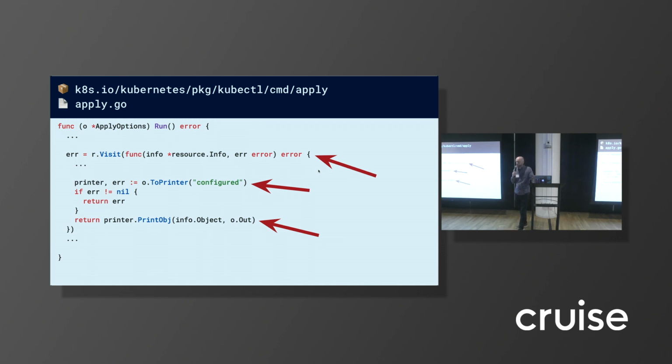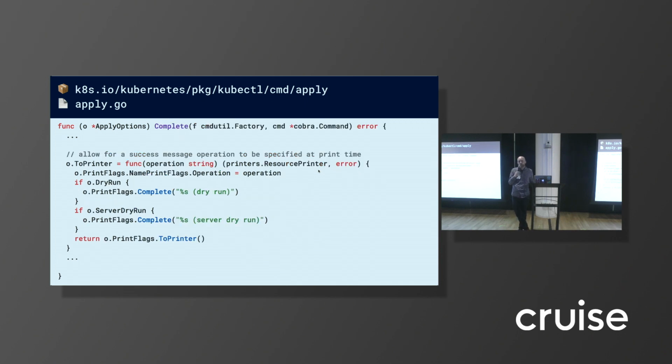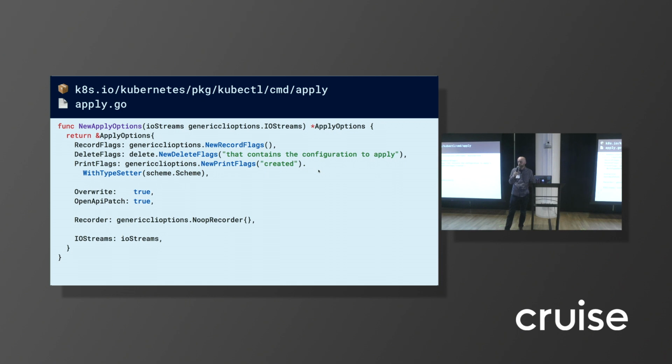Okay, so where does toPrinter come from here? It's a function on the option struct. So it turns out when you configure an option struct, there's a pattern throughout all of the subcommands, that they have this complete method that fleshes out the options before you're ready to run. And so you can see that in complete, it has toPrinter defined as this function, and the function eventually will reference the print flags field on the option struct and then call toPrinter. And that seems good. But what are the print flags? They're here in the new option struct. And in there, the print flags are being configured via a different package called generic CLI options.